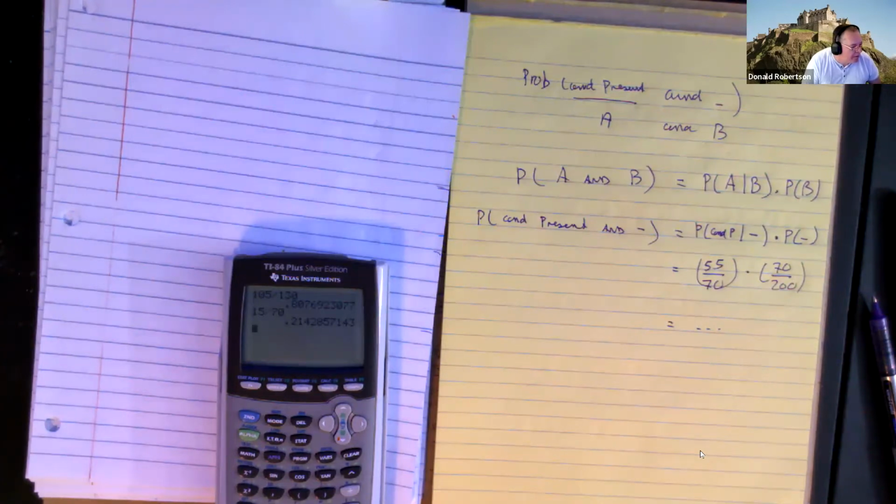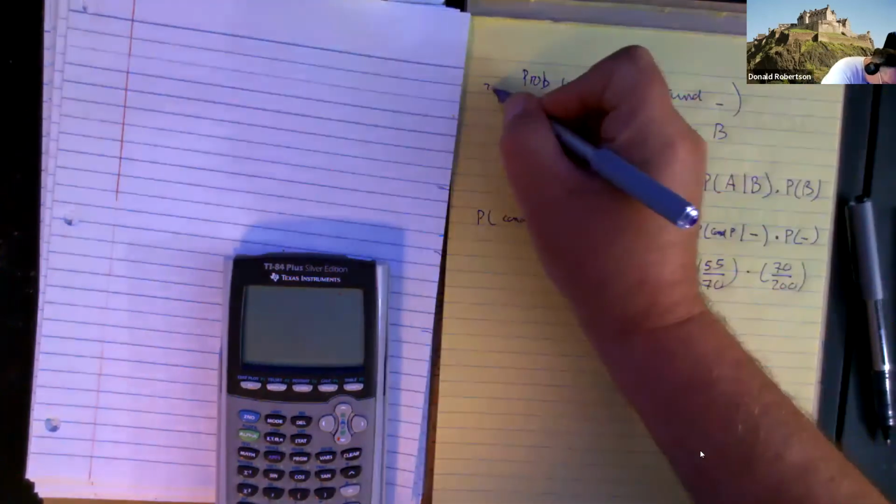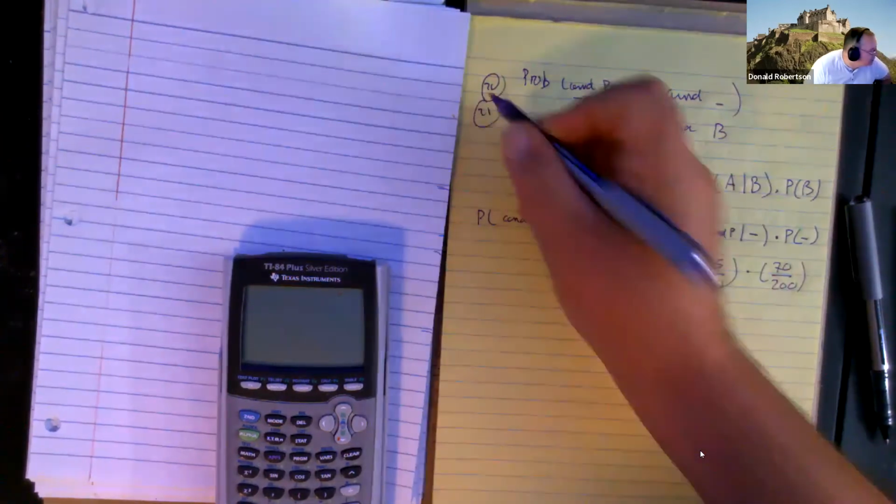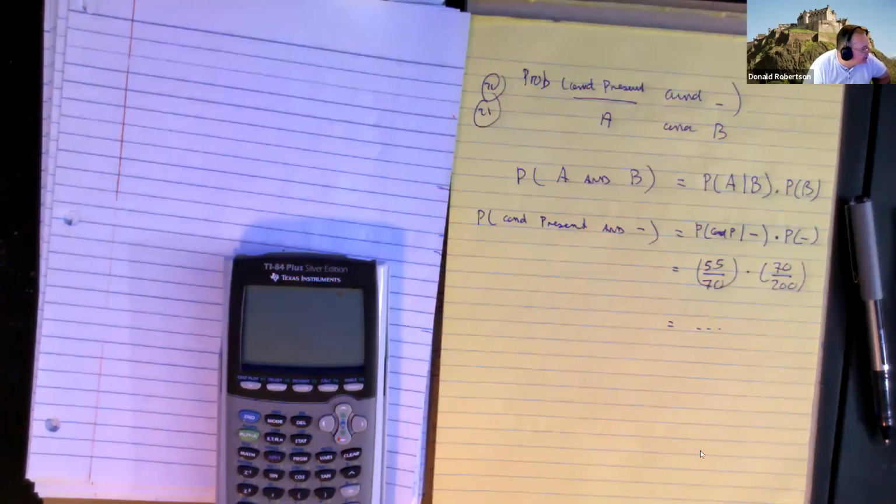So that was a conditional probability question involving tests plus and minus. The one that we just did was question 20. Question 21 is the same kind of thing, with different numbers, but basically the same kind of question.